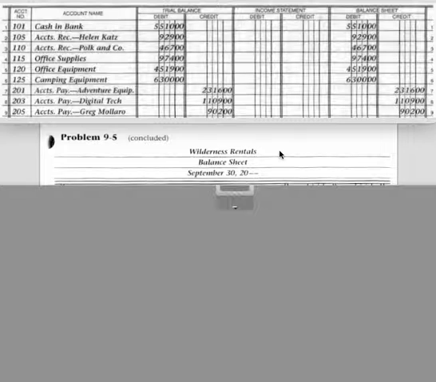So Wilderness Rentals is the who, the what is called balance sheet, and the when, unlike income statement and statement of changes in owner's equity, for the balance sheet, you just put the last day of the period. So in this case, it's September 30th, and then the year.